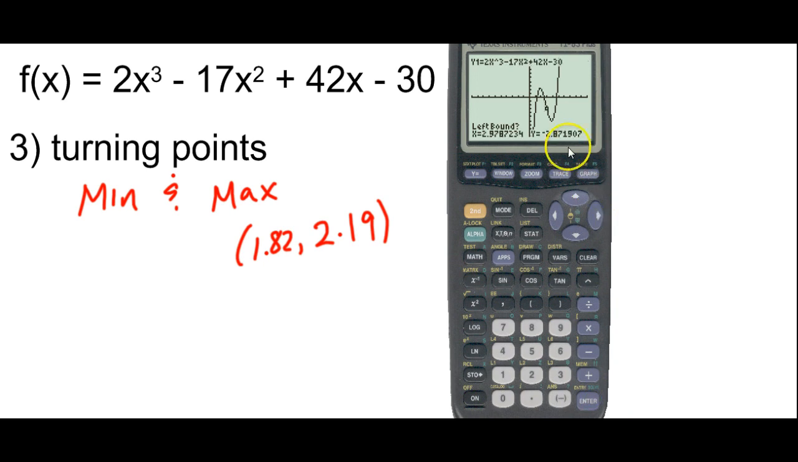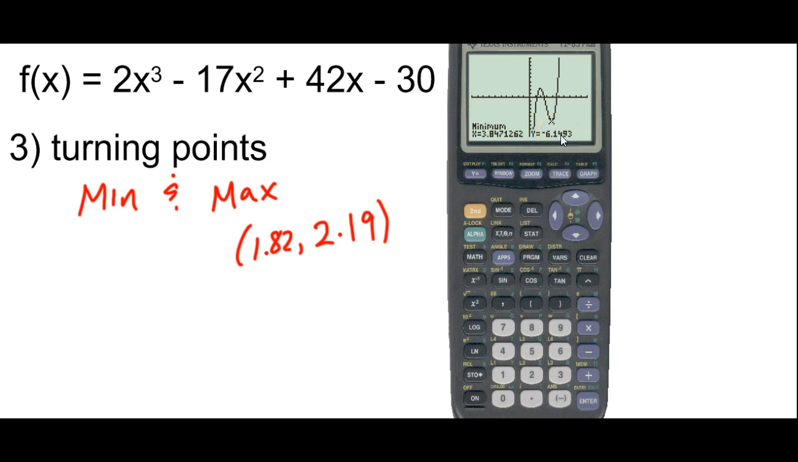So second trace, now we're gonna go to the min, and so the left bound of this point would be on this side, right bound would be to the right of it over here. Press enter, enter, and this should be your minimum point. 3.85, let's round it, and comma negative 6.15. All right, that's going to be your minimum value.